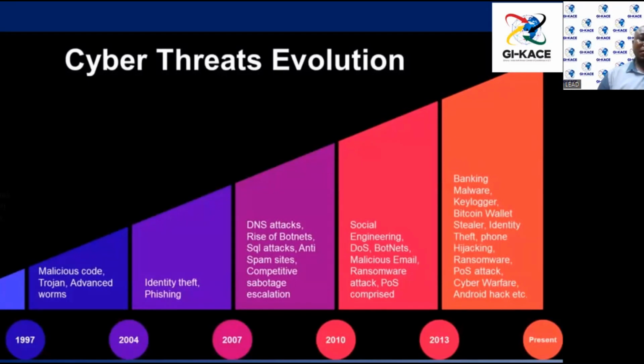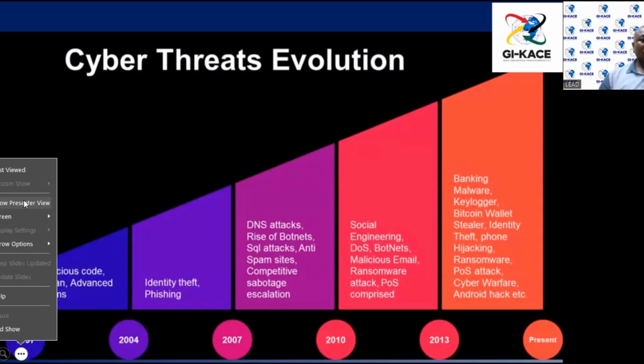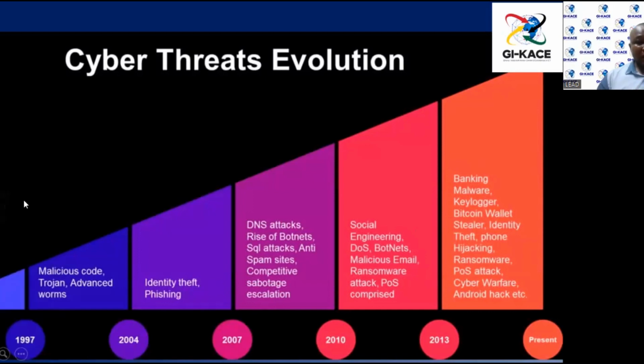And after that, it started with identity theft. That's phishing, where you sit down in your mail or SMS, you get a certain text that is going to ask you what you want to do or give you some juicy offer. Okay, so this continued for a while till 2007 when DNS attacks and rise of botnets started.